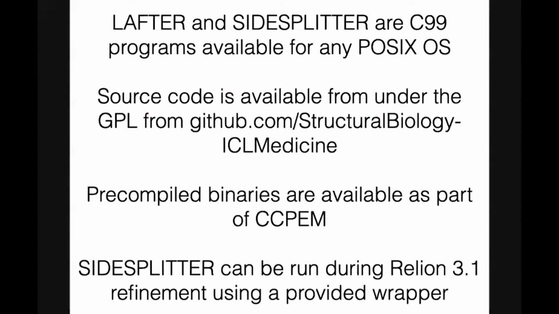LAFTER and SIDESPLITTER are GPL. The source code is available on GitHub, and binaries that have been pre-compiled are available through CCP-EM, thanks to Colin. SIDESPLITTER is run quite happily from a wrapper as a hook from RELION 3.1, and that's work thanks to Takanori.